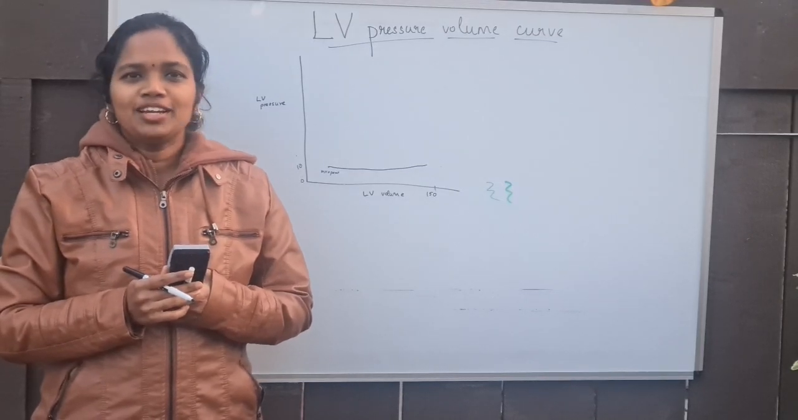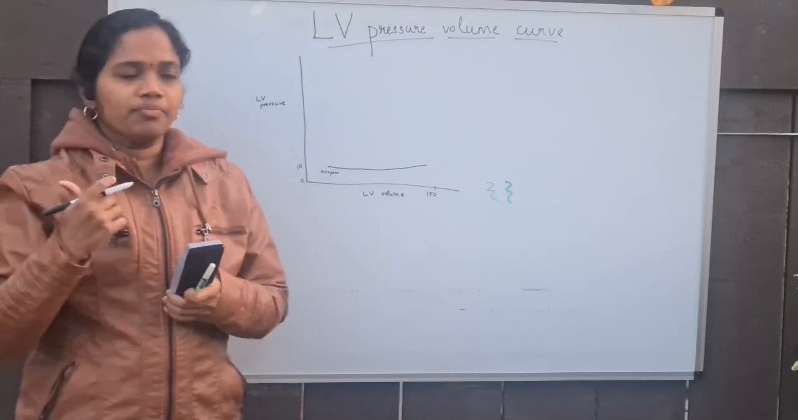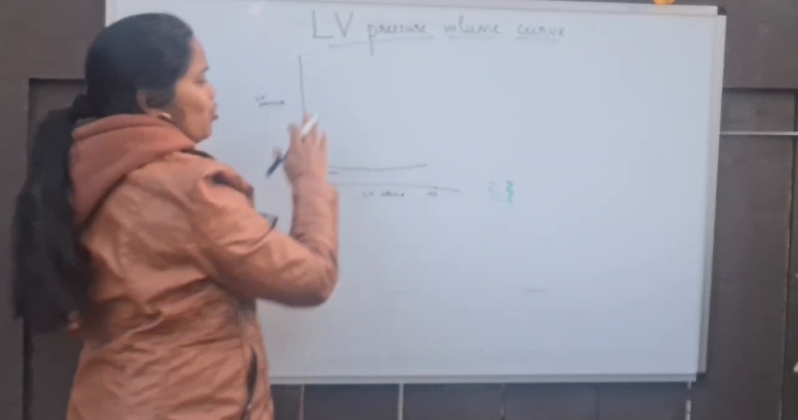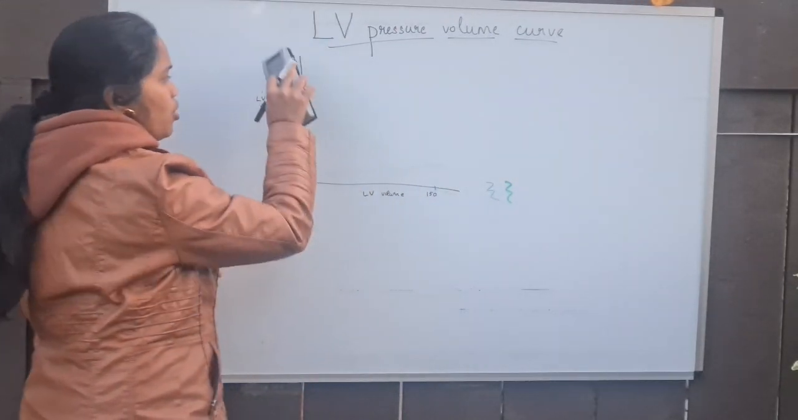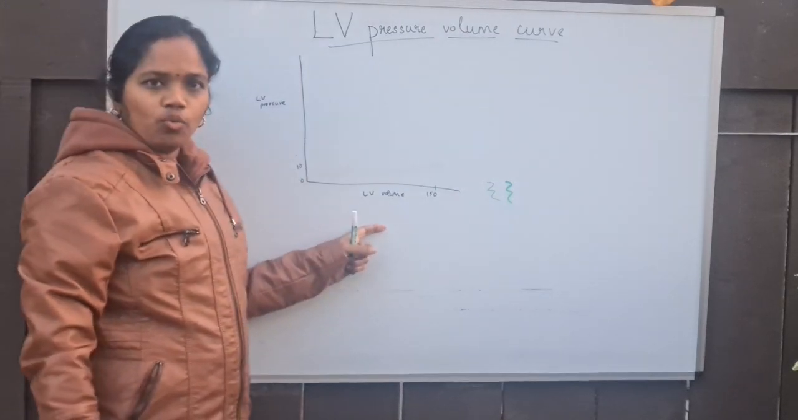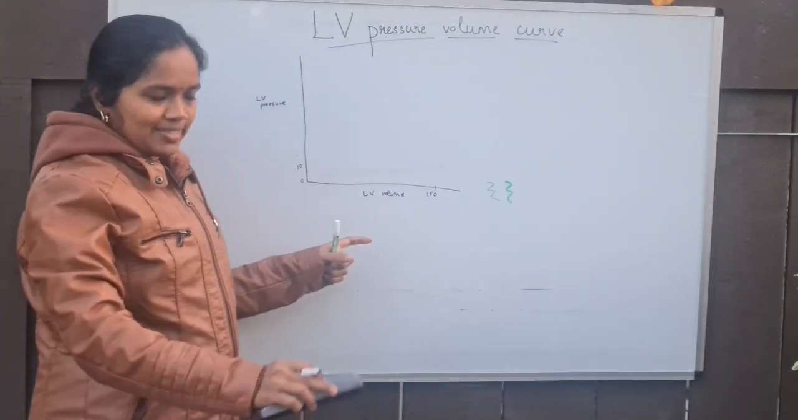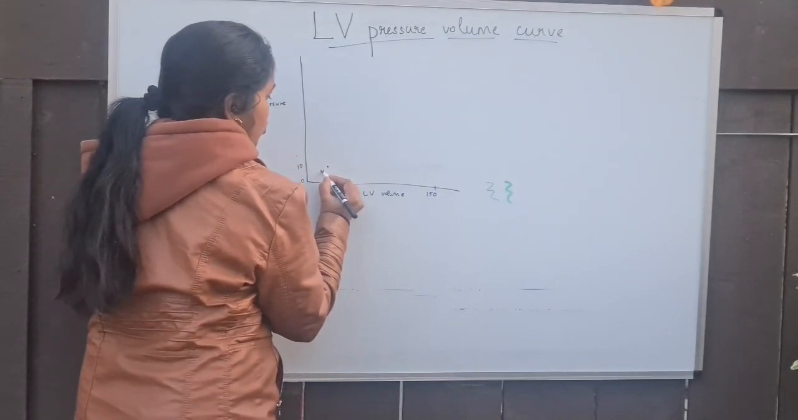Hello everyone. Today we are going to see about the left ventricular pressure volume curve. So before going into the curve, let's see. Here we have to plot the left ventricular pressure on the vertical axis and the left ventricular volume on the horizontal axis. To start with, let's start with mitral valve opening.